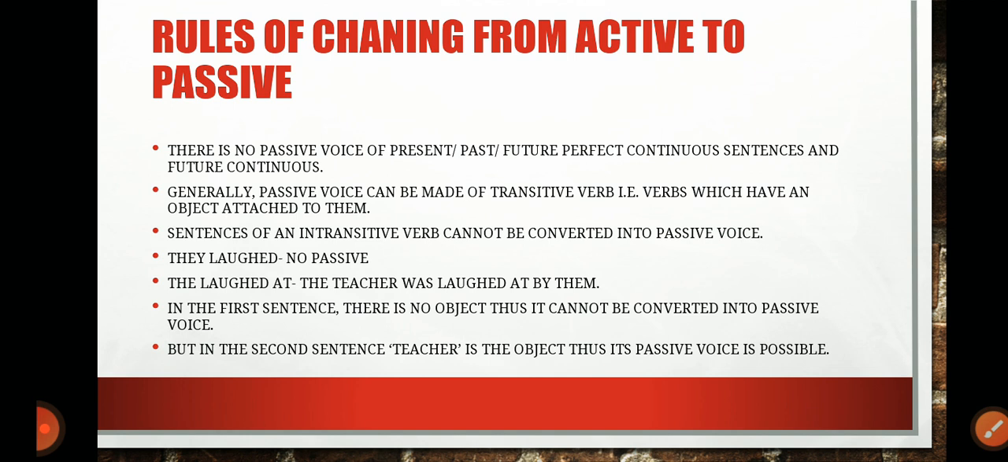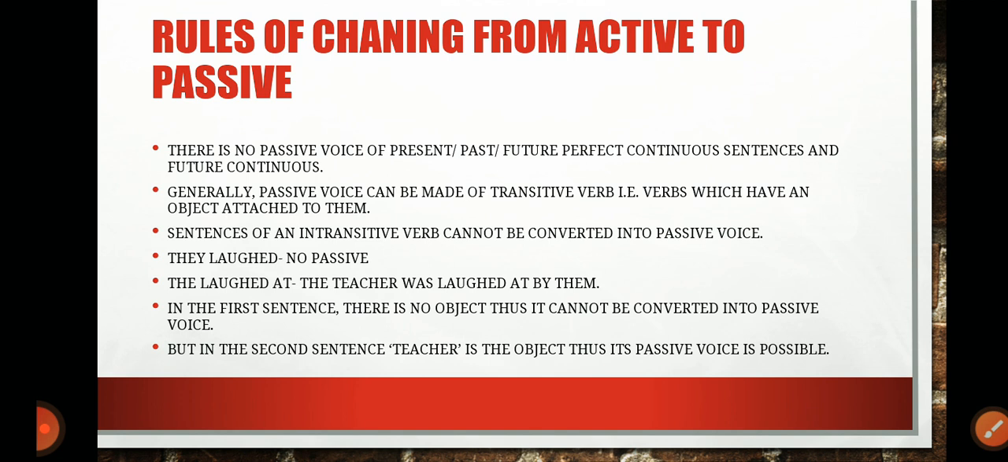Then generally passive voice can be made of transitive verbs, verbs which have an object attached to them. At that time we are using this full conversion. After that, sentences of an intransitive verb cannot be converted into passive voice. For example, they laughed.